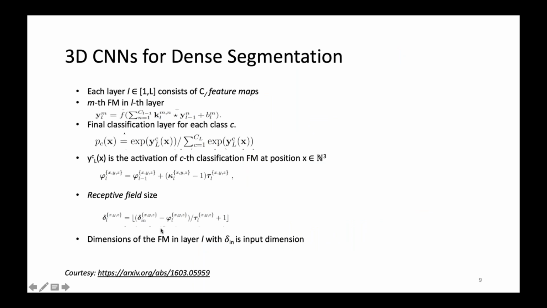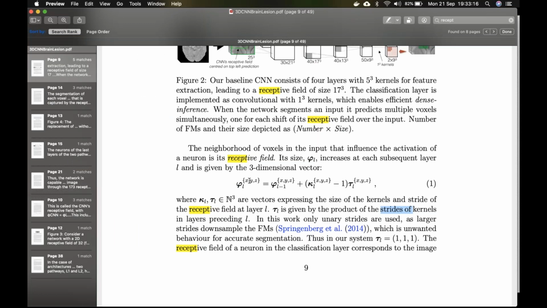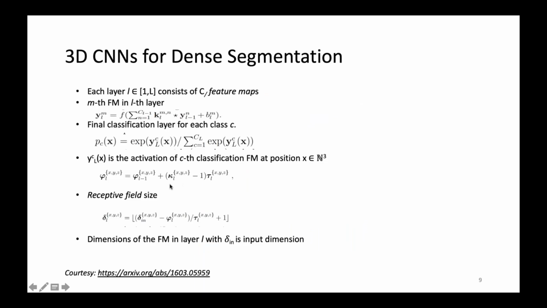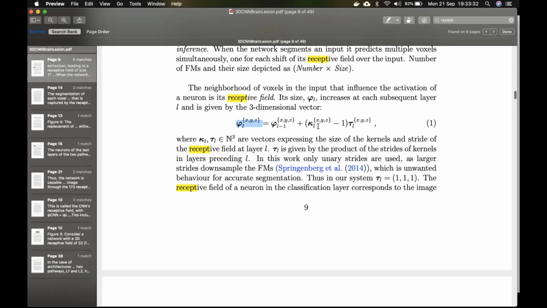The last two equations are not becoming clear. The first two are clear, they are like a usual CNN. What's going on in the second last equation, that phi L XYZ? XYZ is nothing but the dimension of the kernel, here the dimension of the stride.